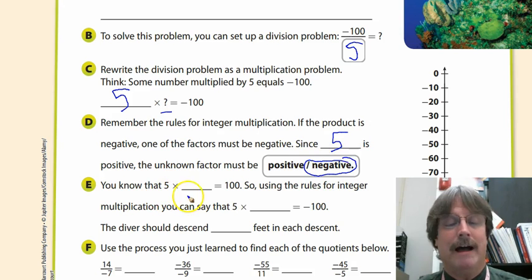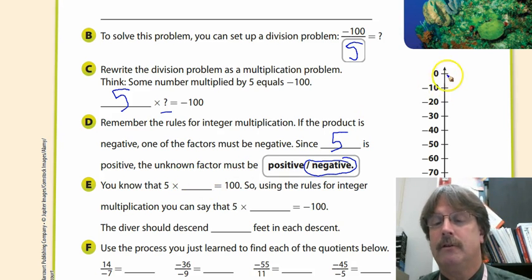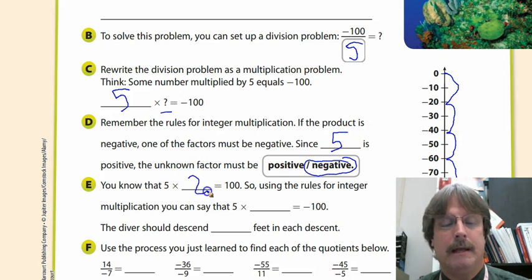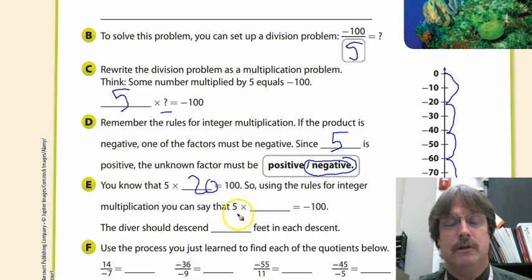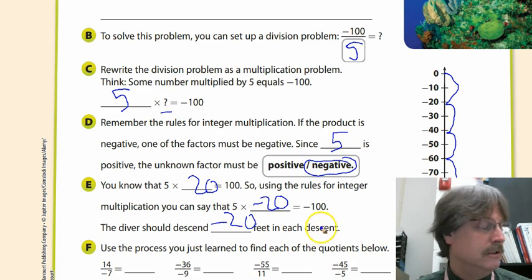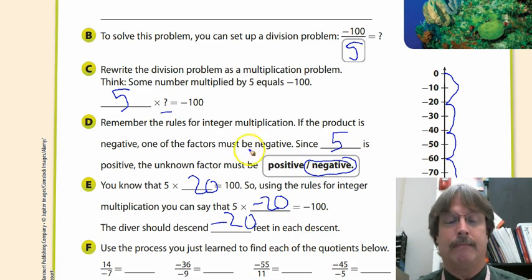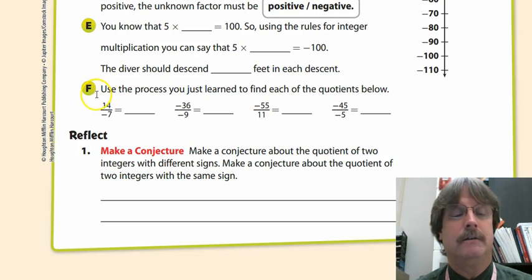You know that 5 times what number equals 100. When we looked at this over here and did our groups, we know that it was 20. So using the rules of integer multiplication, you can say 5 times negative 20 equals negative 100. The diver should descend negative 20 feet in each descent, meaning that they're going down. If you look at F, they're asking you to do these problems following the integer rules and see what you come up with.